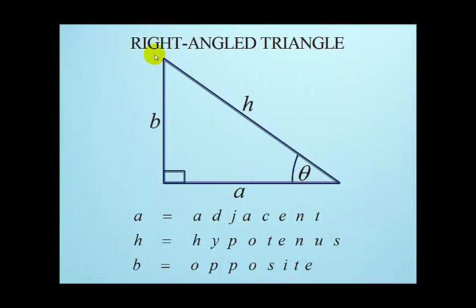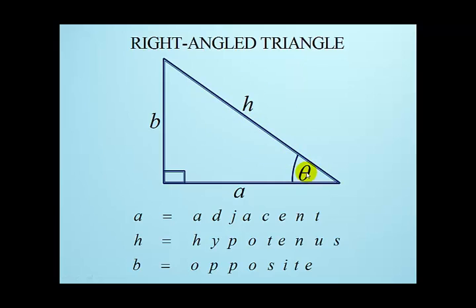Now let's consider the right angle triangle. This is a right angle triangle because one of the angles is equal to 90 degrees. The longer side of a right angle triangle is the side opposite to the right angle, that is the side opposite to the 90 degrees angle. We say the longer side is called the hypotenuse. That is our H.